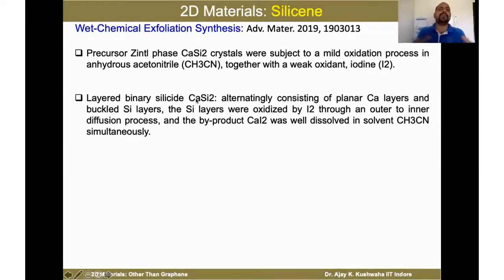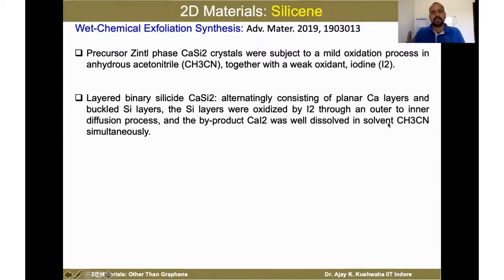So if we introduce some chemical that can bind with Ca and remove Ca from the structure, then we are going to have the silicon layer. The same thing they did. They said that the silicon layer was oxidized by iodine through an outer-to-inner diffusion process, and we get the byproduct CaI2. Then CaI2 was dissolved in the solvent.